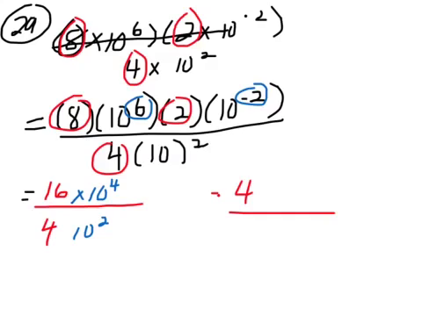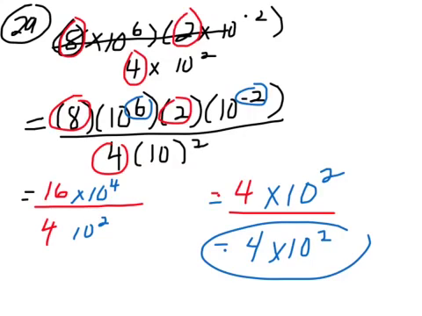Now if I take it one more step out, I've got 10 to the 4th over 10 squared. If I subtract the exponents, 4 minus 2 would be 2, and it would be on the top. This is just 4 times 10 squared, which is 400, but they're actually just writing it as 4 times 10 squared. That's all they wanted you to do.